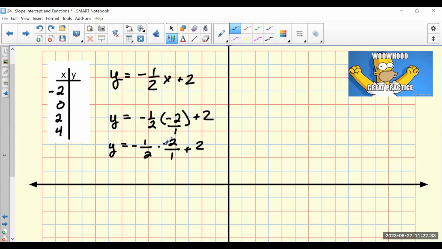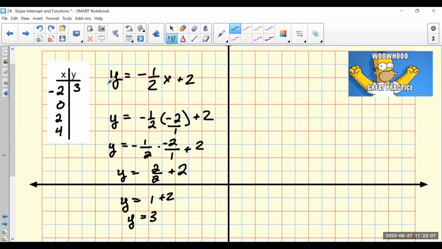So 1 times 2 is 2, 2 times 1 is 2. Negative times a negative is a positive. We're going to get y equals 2 over 2 plus 2. Y equals 2 over 2 is 1, plus 2. Y is equal to 3. Now, there's a couple things going on here. Negative times a negative is a positive. You have to be able to multiply fractions. You have to know that 2 divided by 2 equals 1. But if you've got all that from your algebra skills, then you end up with 3.